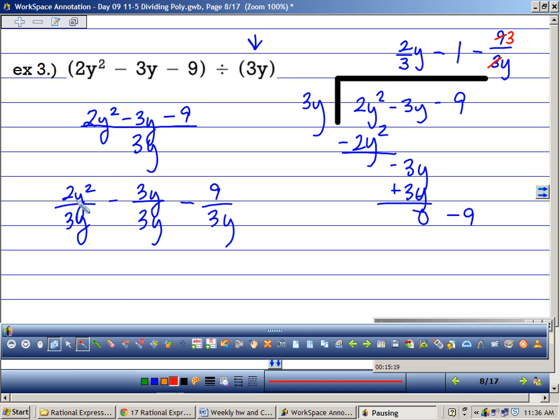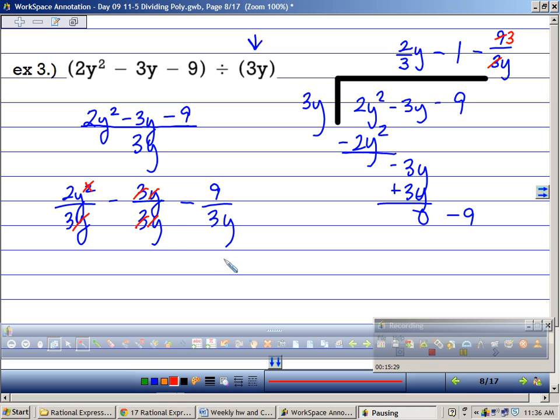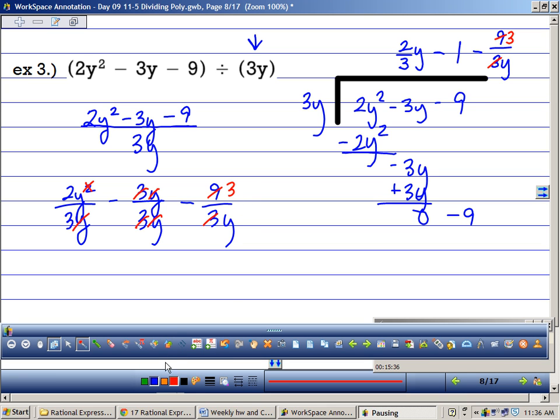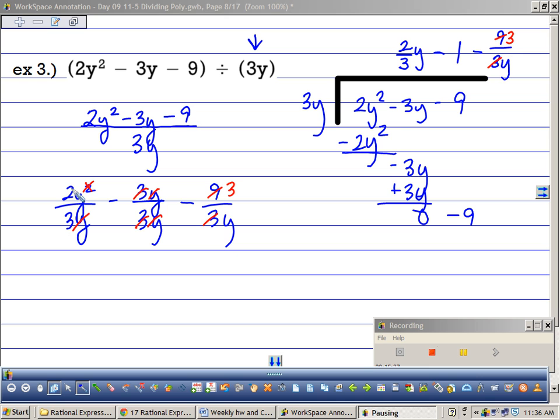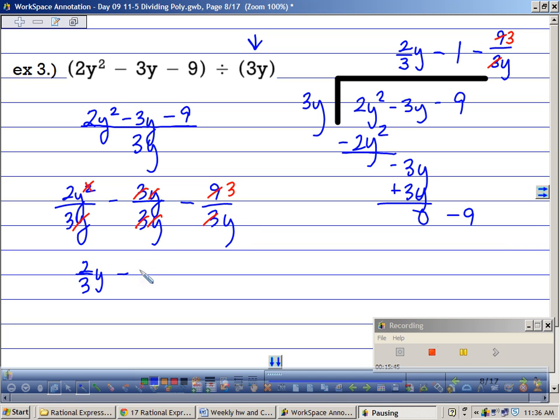So then these cancel. The y cancels. That gets rid of this 2. These cancel. Everybody cancels, right? And this cancels with this, and you have a 3. So I'm going to rewrite it. This just becomes 2/3 y. What's this become? Negative what? 1, and this is negative 3 over y. Isn't that the same thing I have here?